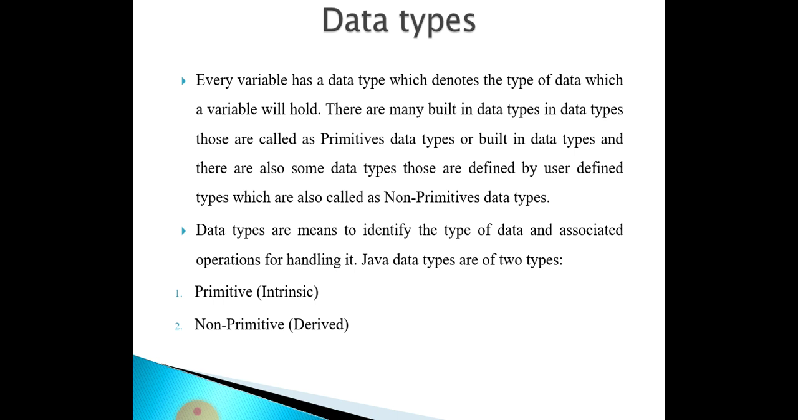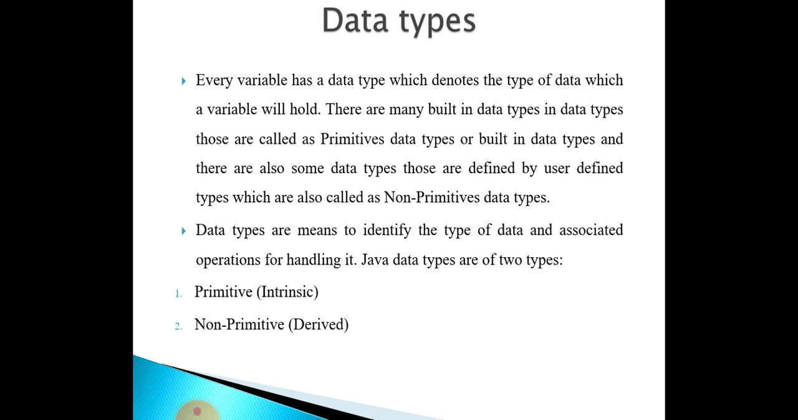Primitive data type means we use it directly. Non-primitive means derived, a step by step process. First one, primitive data types. There are the boolean data type, second, character data type, third, byte data type, fourth, short data type, fifth, int data type, sixth, long data type, seventh, float data type, and last, eighth, double data type. In primitive data types, eight data types are included.